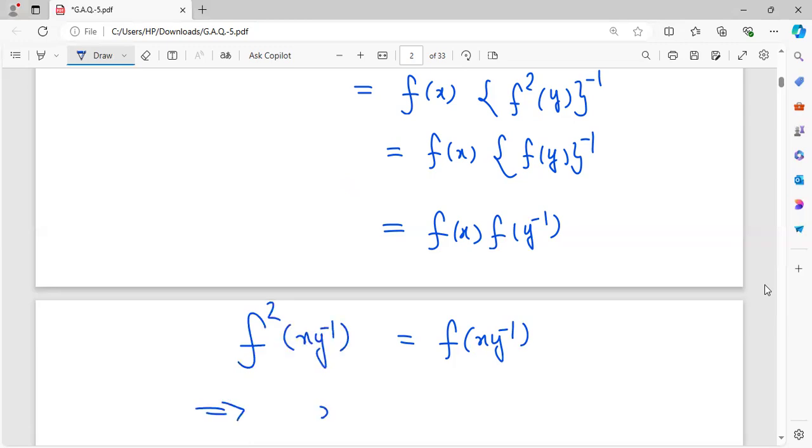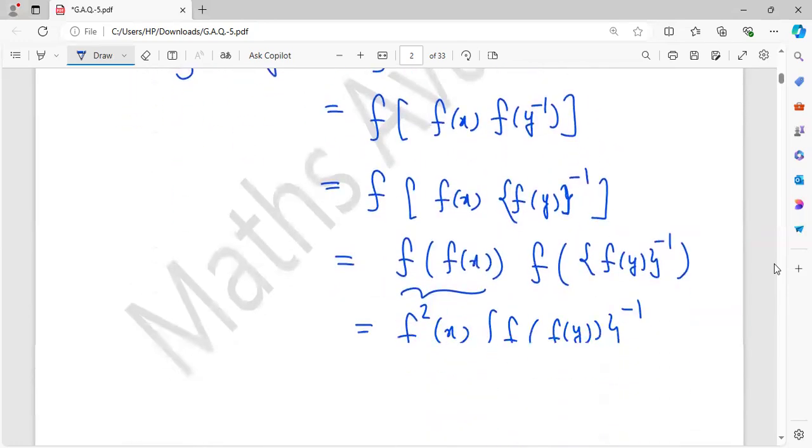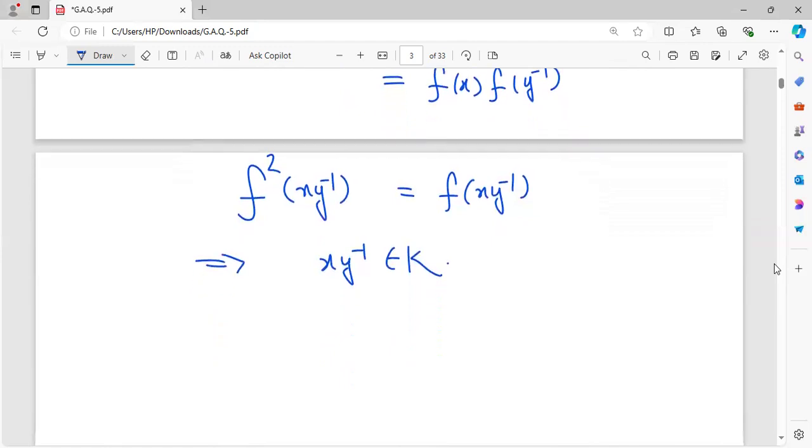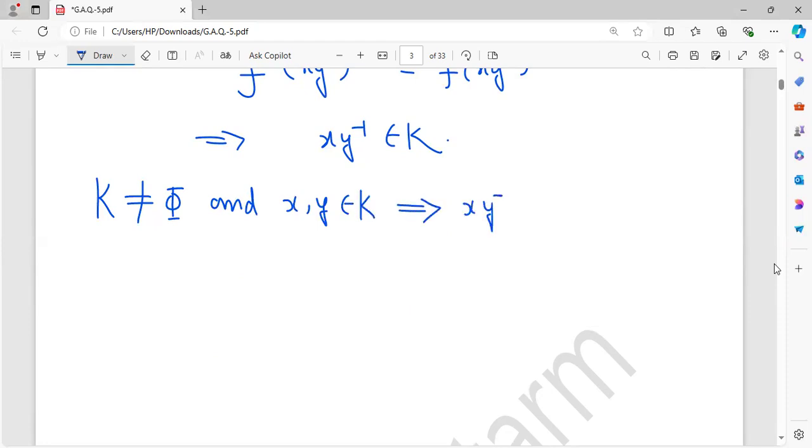So this implies xy⁻¹ belongs to K. Okay. So we start with these two elements x, y belonging to K, and we prove that xy⁻¹ is also belonging to K. So K is not equal to empty set, and x, y belongs to K implies xy⁻¹ belongs to K. So this implies K is a subgroup of G.